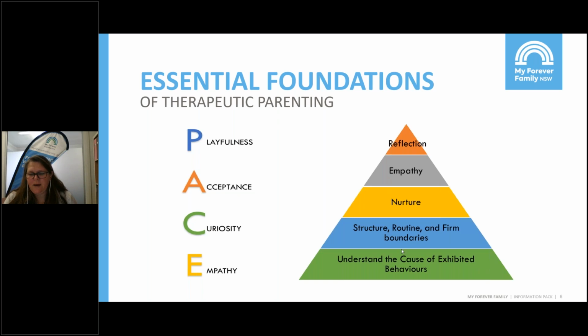So the bottom part is about understanding the cause of the exhibited behaviours. That's really what we've talked about so far this morning, understanding how the brain is built for those children that have experienced trauma, because when we can understand what's happened for them, whether that be in a literal sense of knowing exactly what their trauma is, or understanding from a global perspective that being exposed to anything in utero, including their maternal stress or their maternal experience of trauma in their DNA, it helps us to understand why and what's happening.